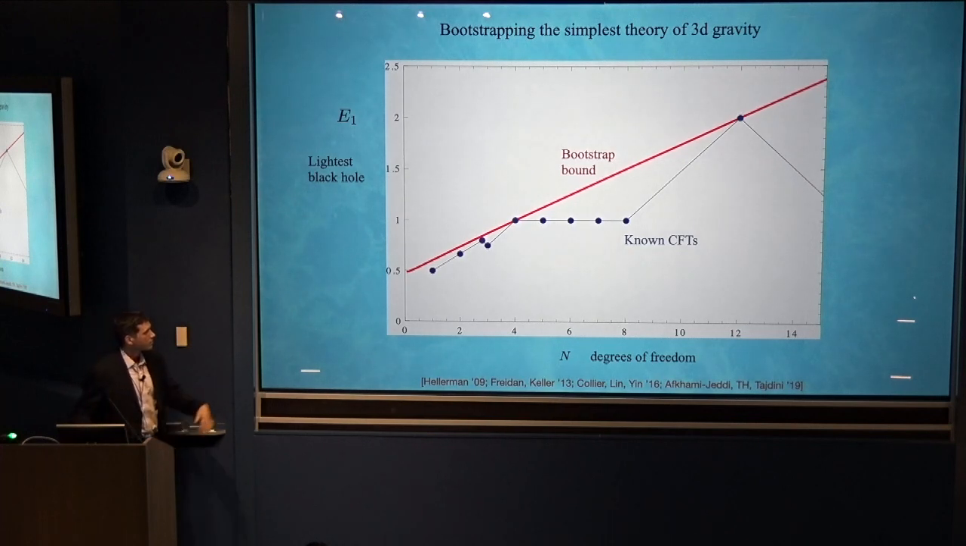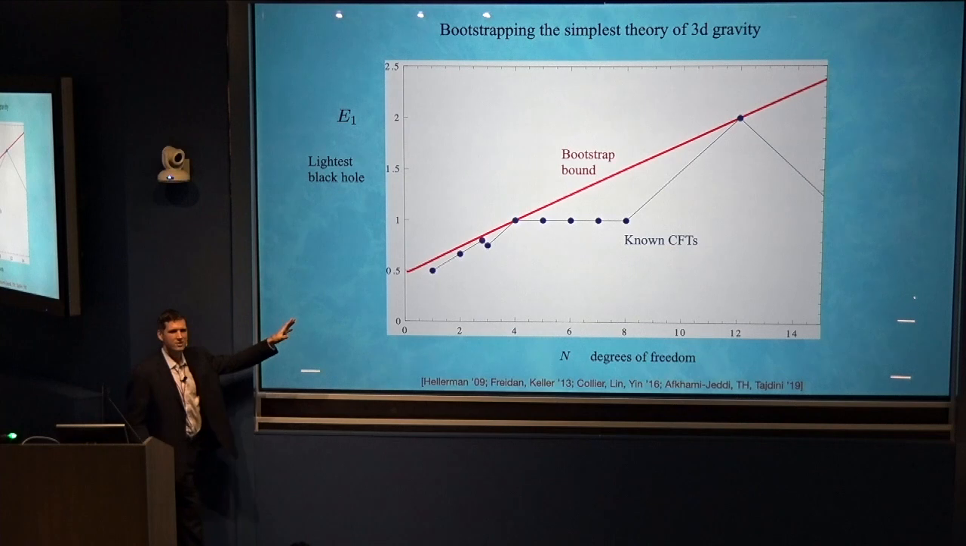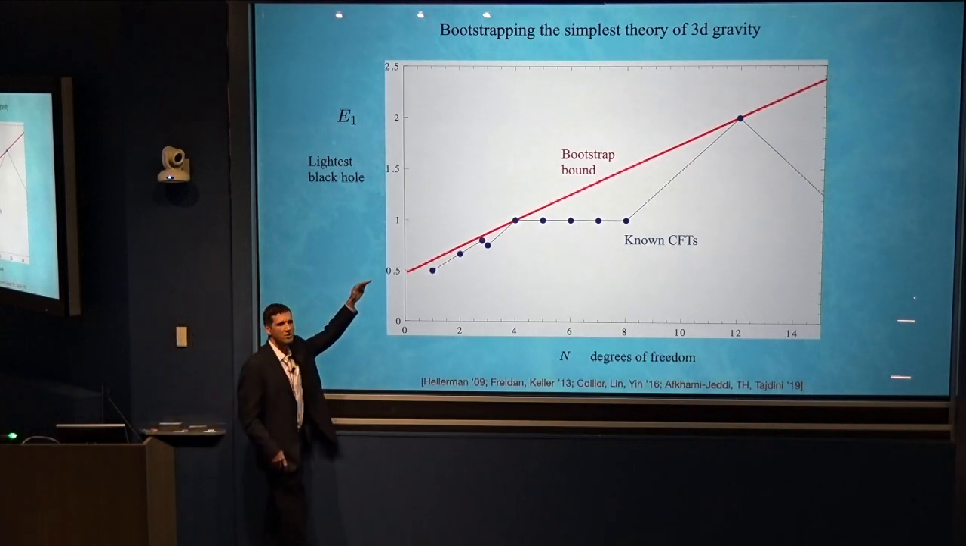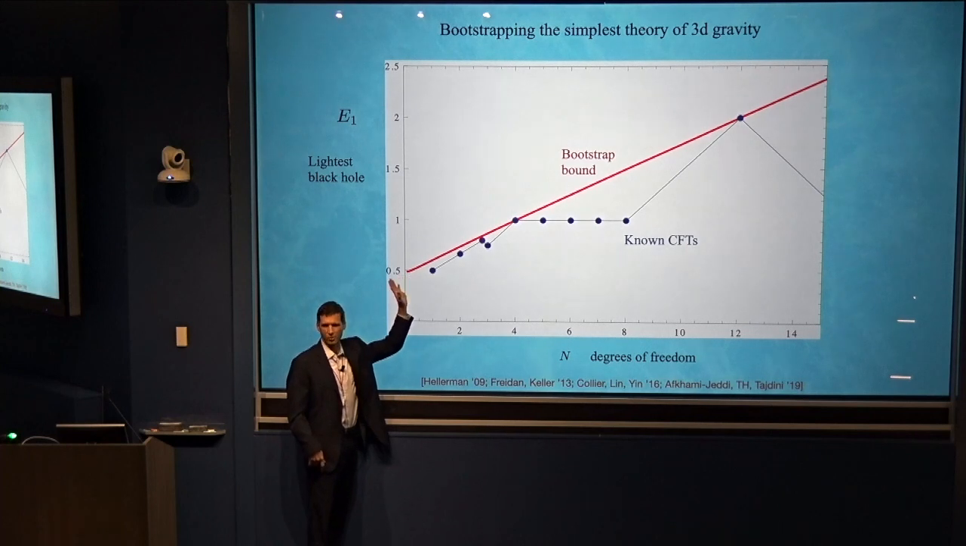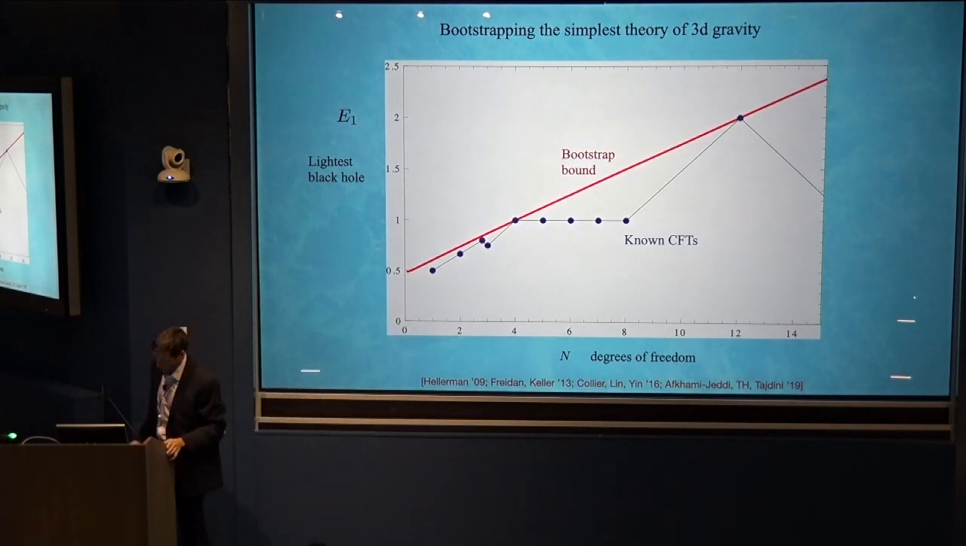Now, below the red line, those dots that I put there, those are known theories, known conformal field theories. Specific examples that people have studied where you can write down all the parts, and you can say what the degrees of freedom are, and you can solve for the dynamics. So, of course, if we did things correctly, the known theories have to lie below the bootstrap bound, and they do. So that's good.